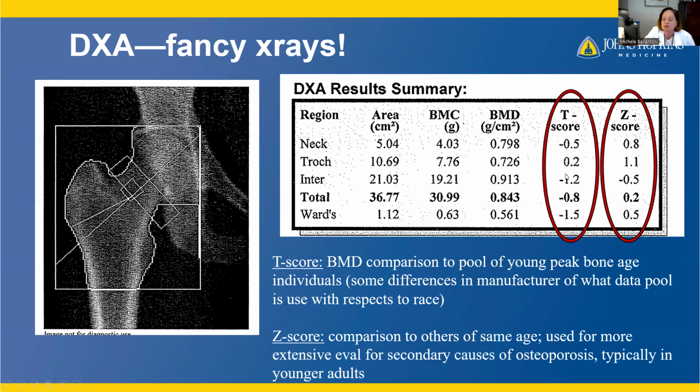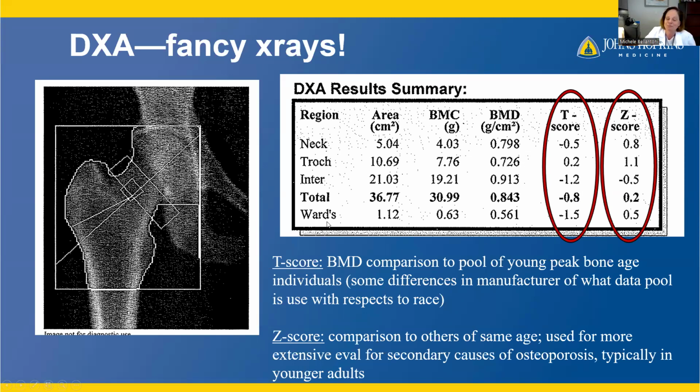So these T-scores are comparison to age match: femoral neck, total hip. Those are the two. So this patient's hip would be considered normal because the total hip and the femoral neck have a score more positive than -1. Okay. Wards is no longer reported in machines, although you might see an older report with wards.